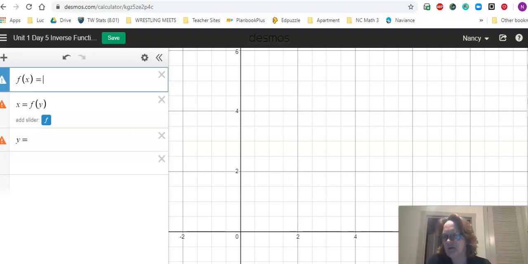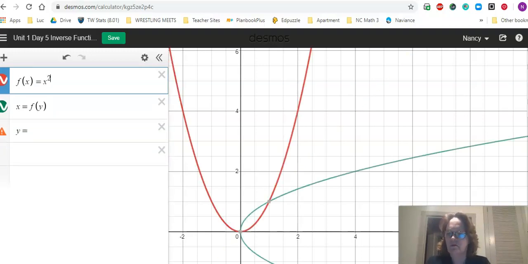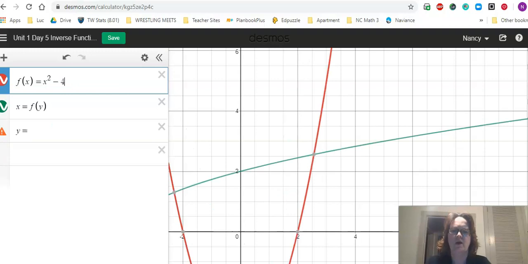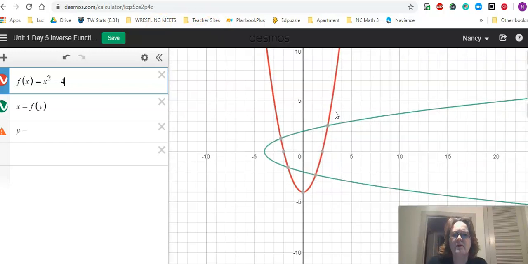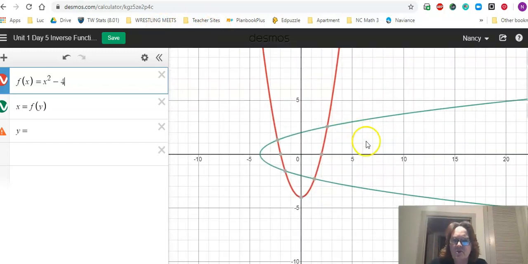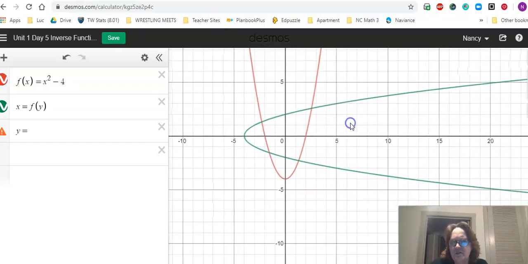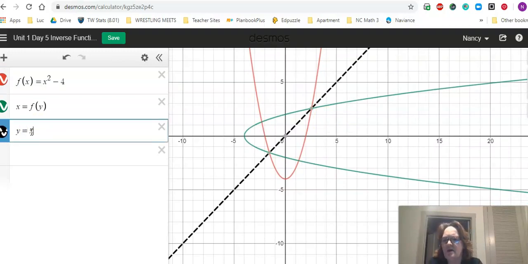So I'm going to type in x squared minus 4. Let me zoom out a little bit. The original's in red and the inverse is in green. I'm going to make a dotted line of y equals x, and you can see again how they reflect across that line, not across the x-axis. It doesn't flip this way.